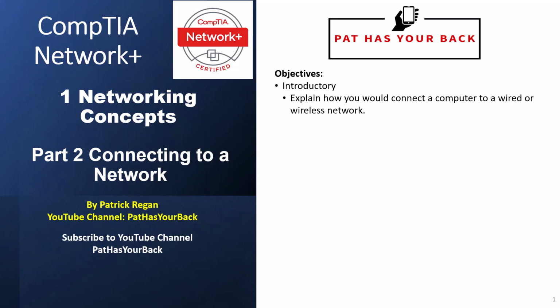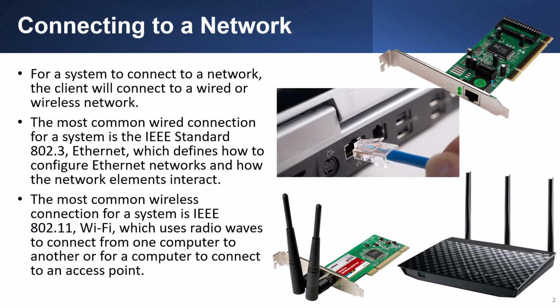During this video, we'll explain what technologies are used to connect to a wired and wireless network. For a system to connect to a network, the client will connect to a wired or wireless network. The most common wired connection for the system is the IEEE standard 802.3 Ethernet, which defines how to configure Ethernet networks and how the network elements interact. The most common wireless connection for a system is IEEE 802.11 Wi-Fi, which uses radio waves to connect from one computer to another or for the computer to connect to an access point.